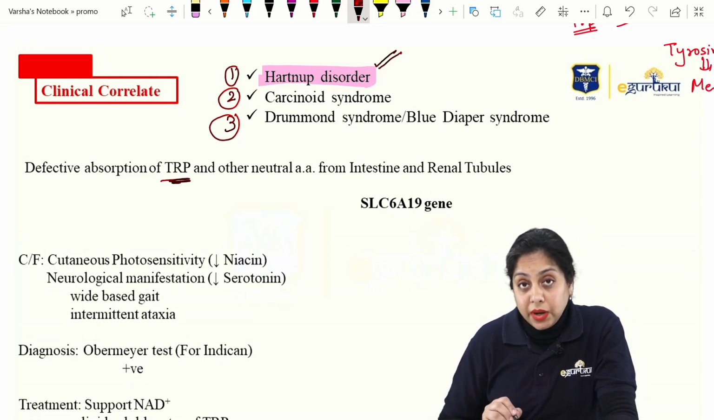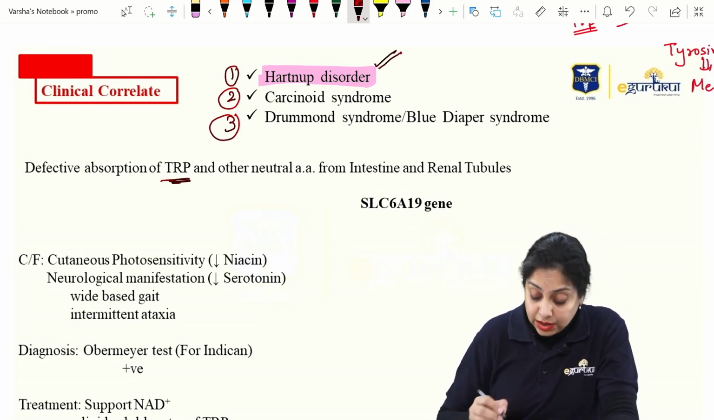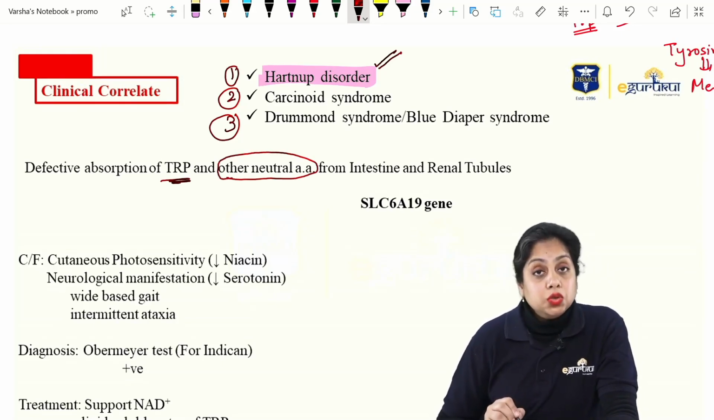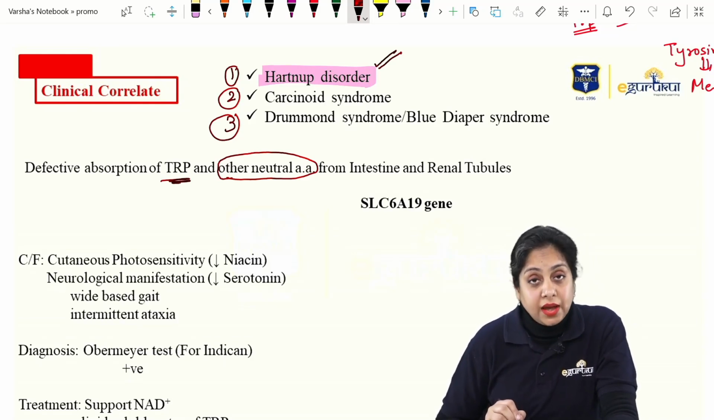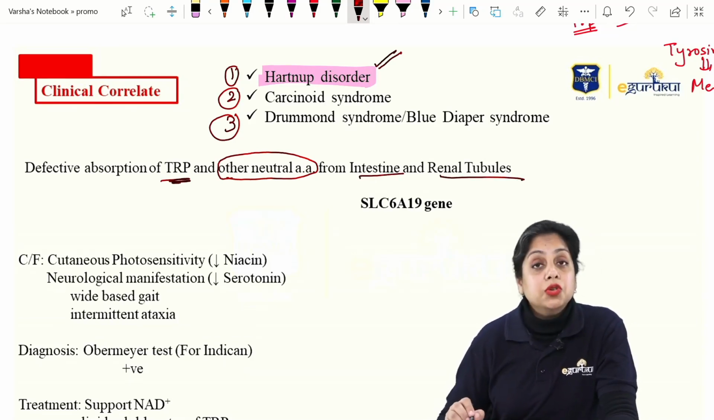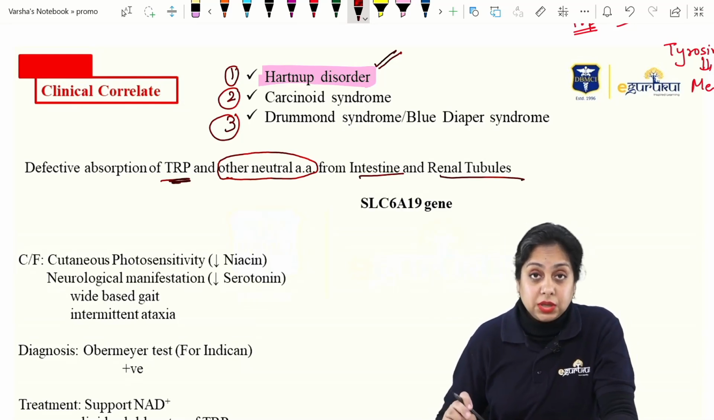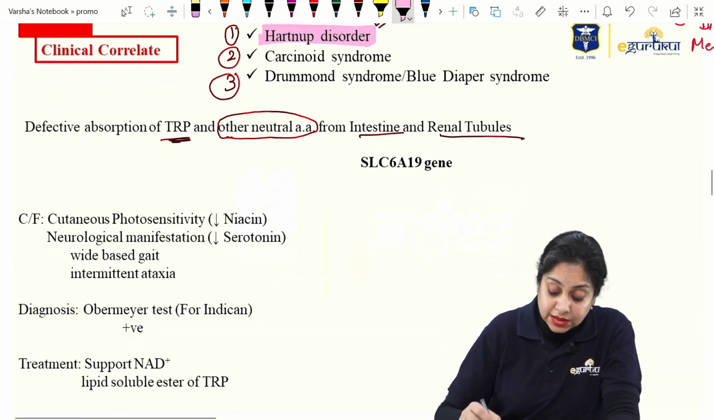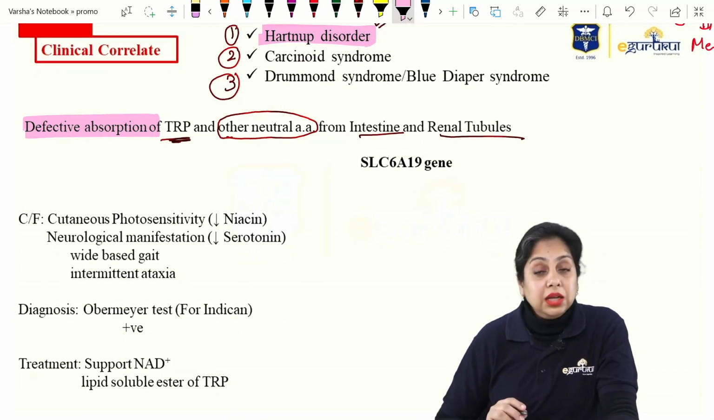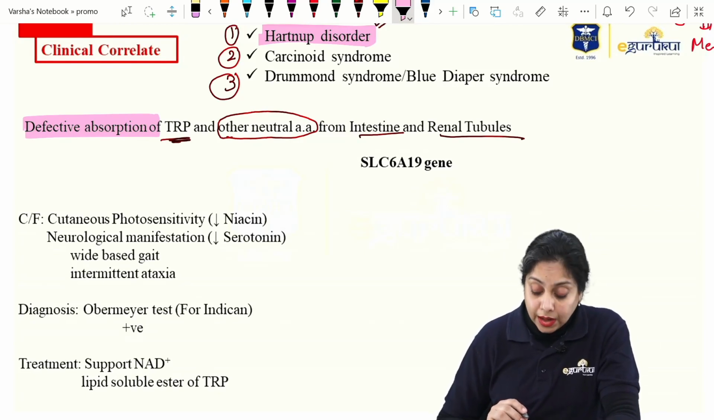Tryptophan is an aromatic amino acid, but it is also a neutral amino acid, right? So the other neutral amino acids plus tryptophan are not absorbed from the intestine and the renal tubules because of the defective absorption. That is important, mind this. This is a defective absorption. You have it in the diet, but it cannot be absorbed by the body. Then it leads to Hartnup disorder.